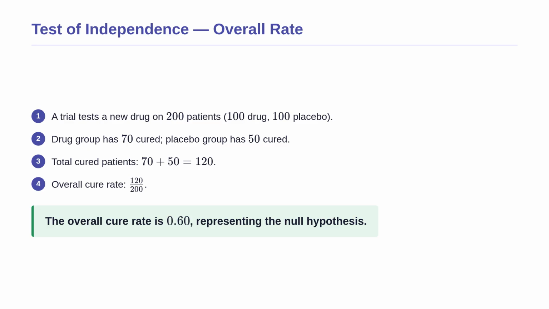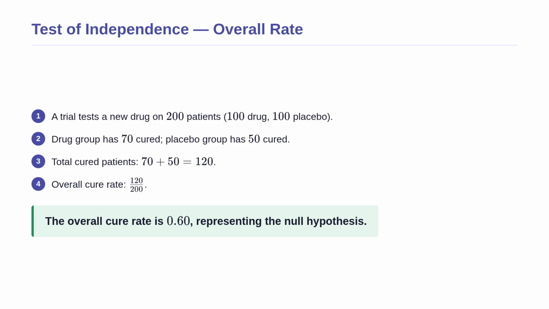Let us level up to a highly practical example used constantly in medical research, the test of independence. Imagine a clinical trial testing a new drug for a skin rash on 200 patients. 100 get the real drug, and 100 get a placebo. In the drug group, 70 are cured. In the placebo group, 50 are cured. Did the drug actually cause the higher cure rate?